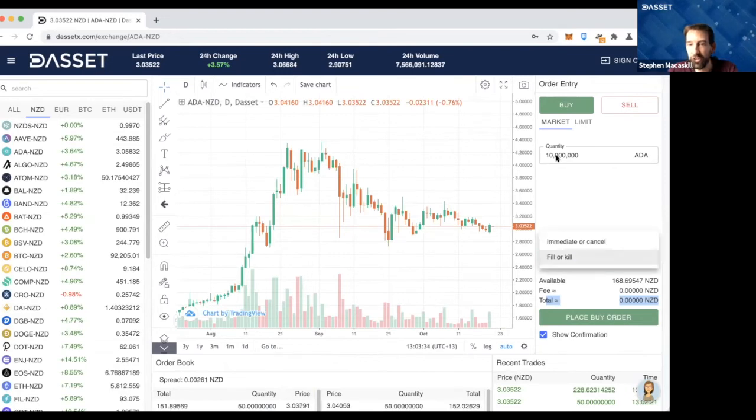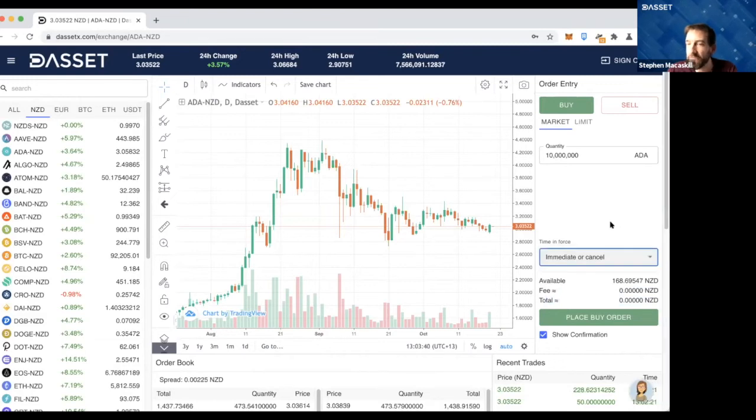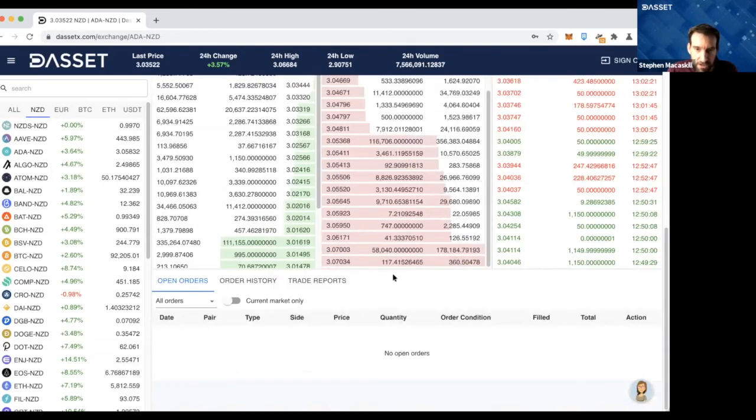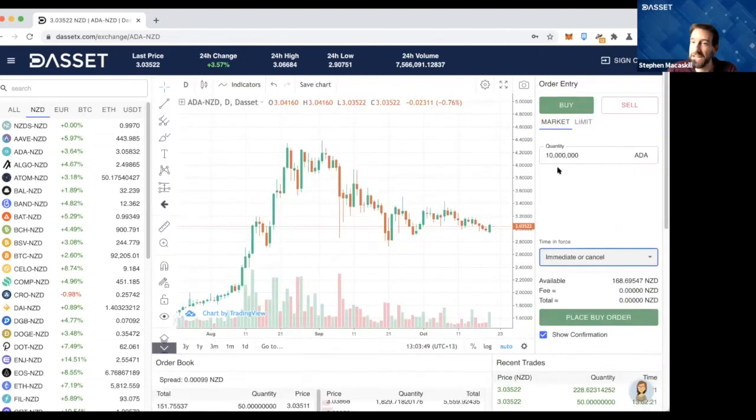Now, if I were to do an order for 10 million Cardano, immediate or cancel, then it would essentially buy up $10 million worth of Cardano. You might be buying that last unit at an absurd price, you know, $3, $4, $5, $10, and then whatever is remaining, the order would cancel. So this order would still fulfill, whereas this order would not. And it makes a little bit more sense when we look at limit orders.